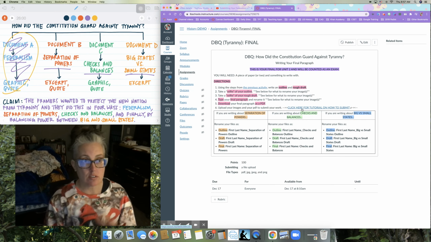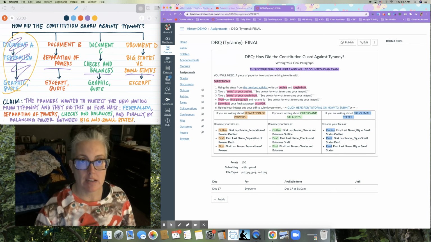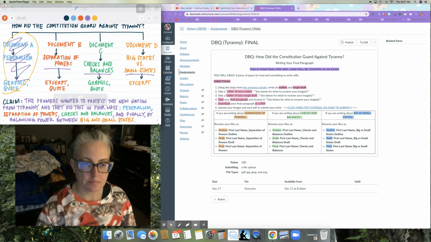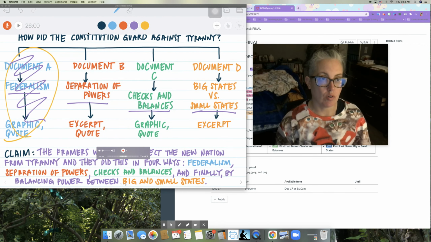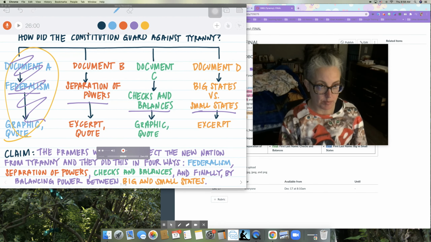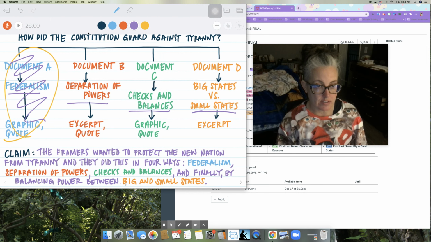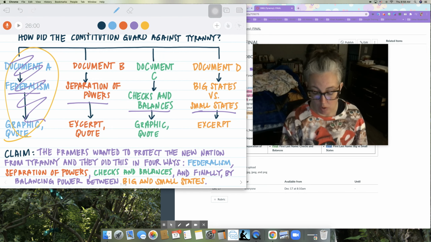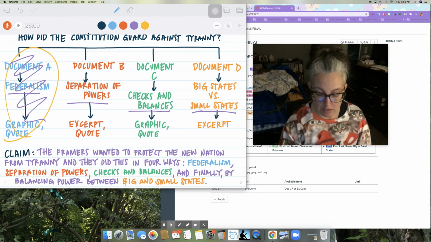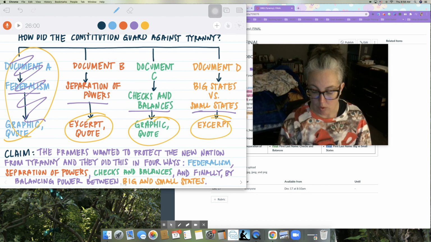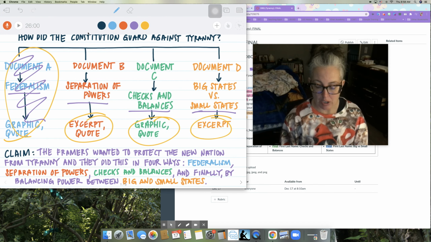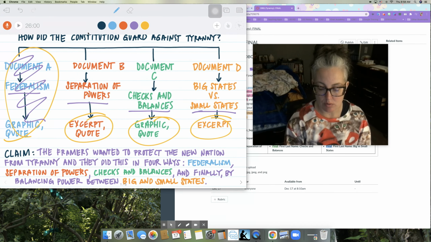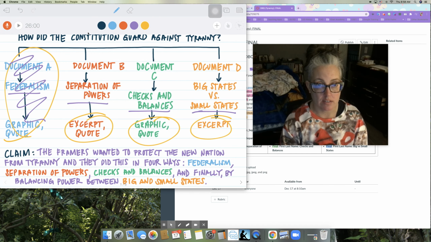Okay. So let's look back at, and I'm going to make this a little bigger here. Let's look back at what we did together. So you don't have to recreate this because we've already got it. You should just have this in front of you because it's going to let you know what type of document you are looking at, an excerpt, a graphic, or a quote. Okay, so I would just keep this in front of you, and also your main claim that answers the question, how did the Constitution guard against tyranny?